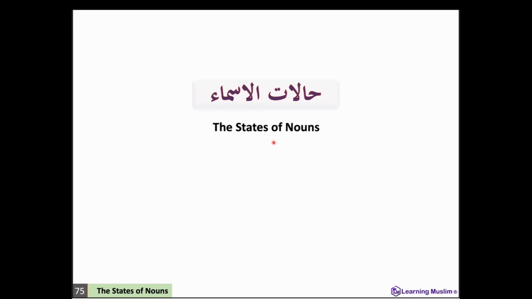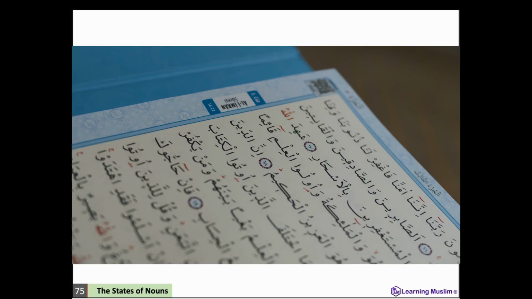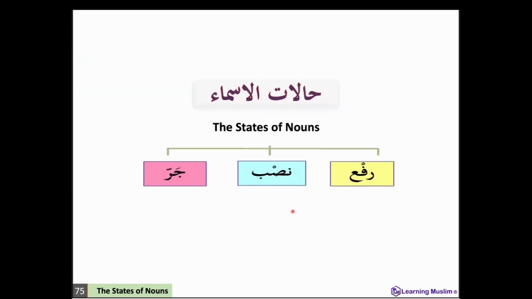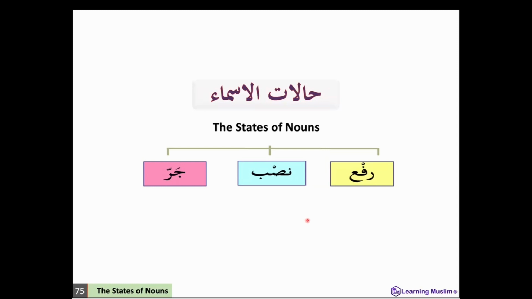And so the states of nouns, as we've learned before, are raf, nasb, and jar, or marfu', mansub, and majrur. So these states will always apply to nouns. Any noun under any context will have to be in one of these states, with the default being raf. And so, if that is the case, then it follows that every noun should have some way of expressing its state to us. So, before we continue this discussion, let's have a look at declinability.